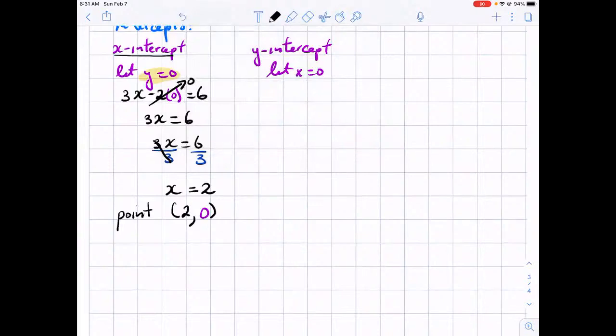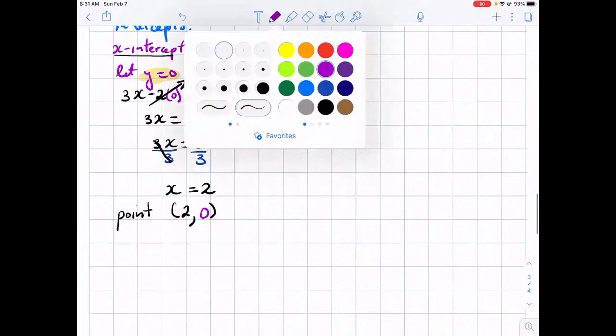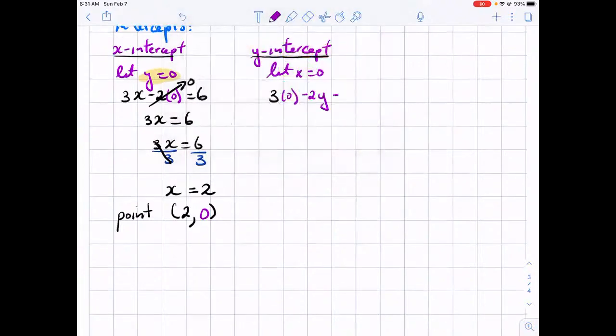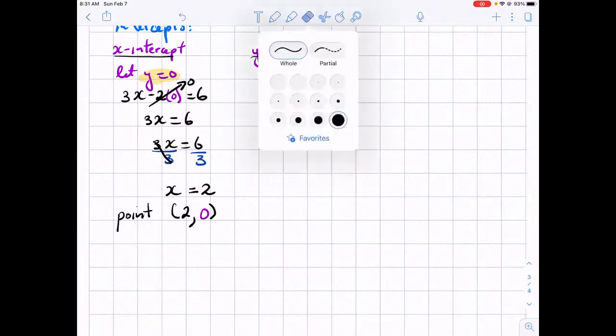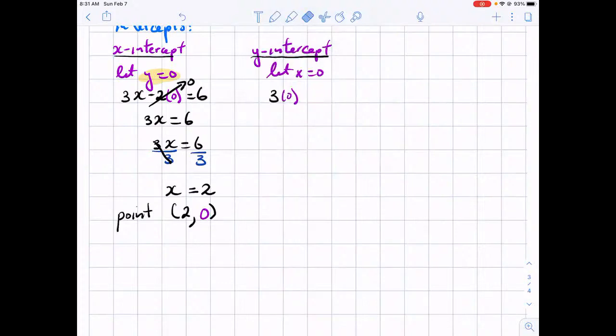Now, let's find our y-intercept. And to find our y-intercept, we know x has to be 0. So now we have 3, and instead of x, we're going to write 0. Okay? And we know that anything times 0 goes to 0. So we're left with minus 2y is equal to 6.